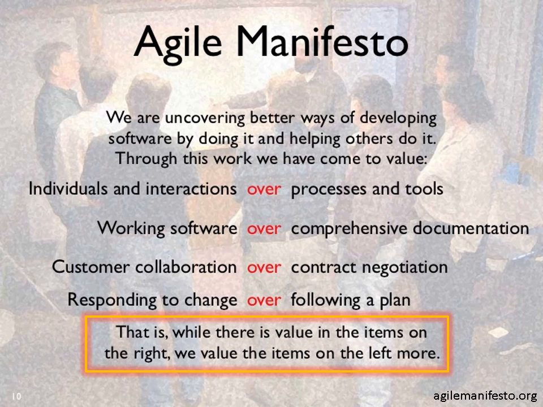The four values of the Agile Manifesto are the prioritization of individuals and interactions over processes and tools, working software over comprehensive documentation, customer collaboration over contract negotiation, responding to change over following a plan.